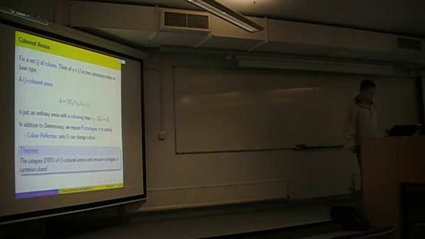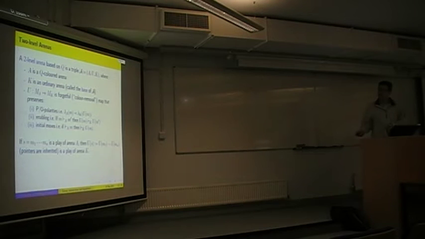What are our strategies? Well, in addition to determinacy, we require P strategies to satisfy the color reflection axiom. That is to say, only opponent, only O, can change color. Now, this is quite standard. The category whose objects are Q-colored arenas and whose maps are innocent strategies is closed. Next we move on to a semantic situation in which we can model intersection type derivation.